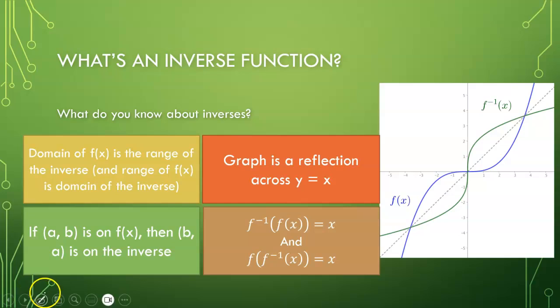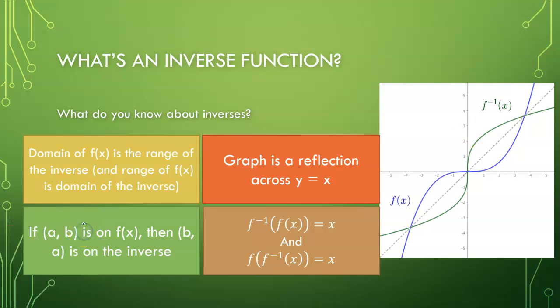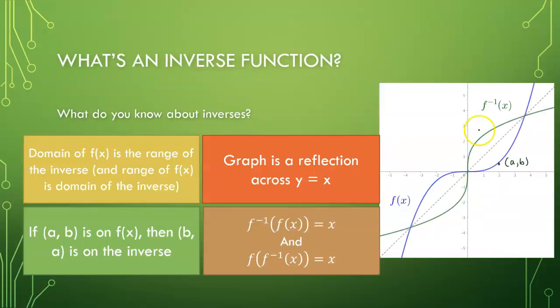I want to point out that a comma b on f would be like this point right here. So that's at like 2 comma 1/2, so that means 1/2 comma 2 would be on the inverse. Those are not the same point. They're not at the same x coordinate. They're at swapped x coordinates. And that's going to turn out to be important.